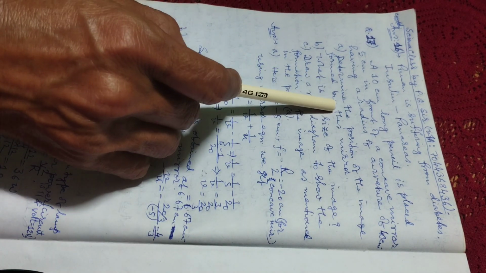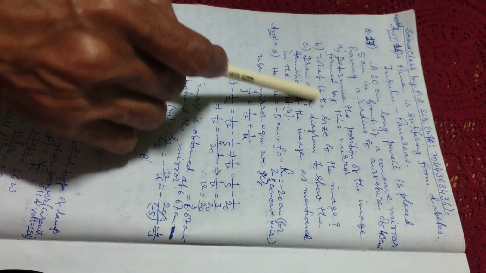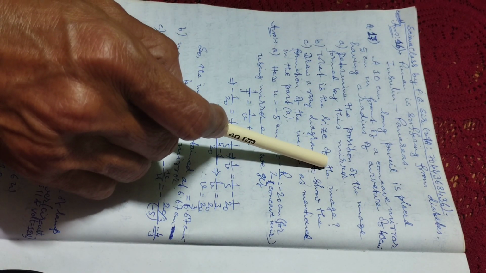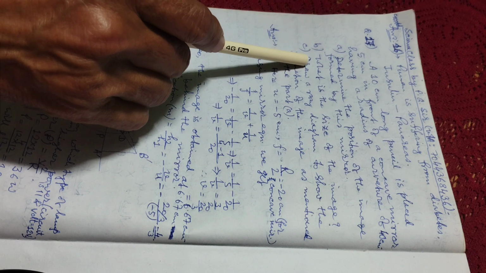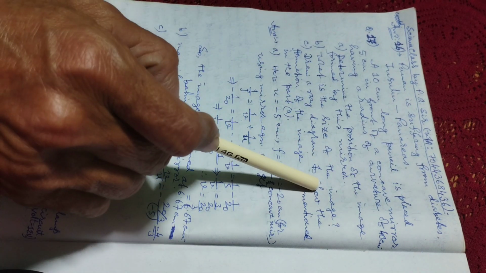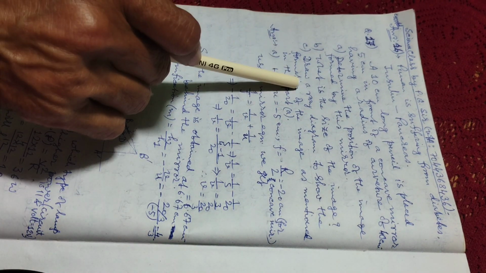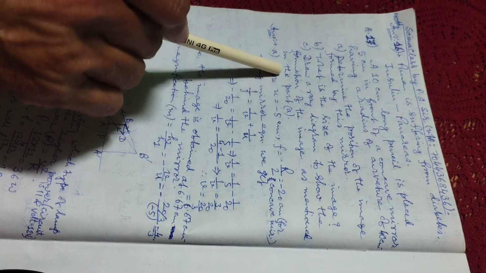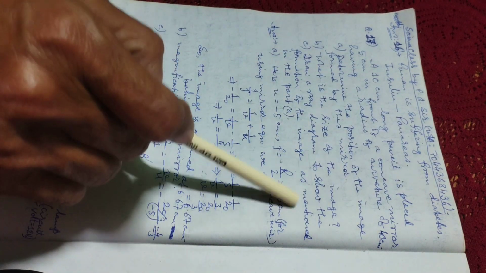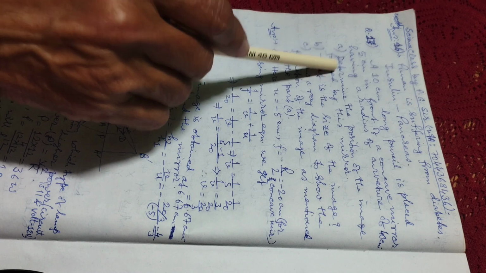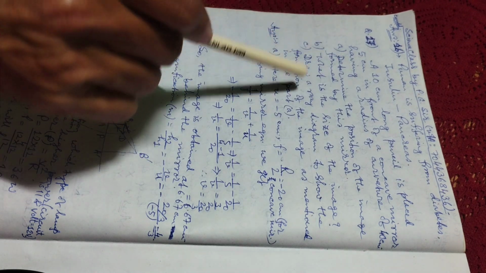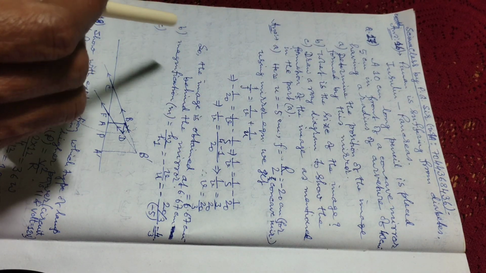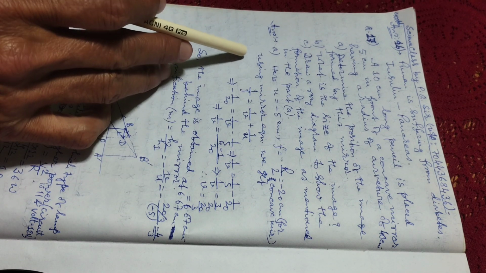Now, determine the position of the image formed by this mirror. Second question is, what is the size of the image? Third question is, draw a ray diagram to show the formation of the image as mentioned in part A, that means first part of this question. What will be the answer?